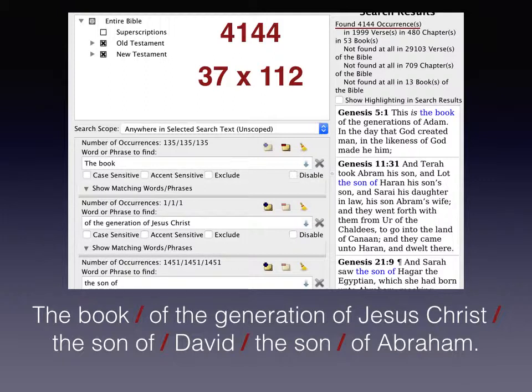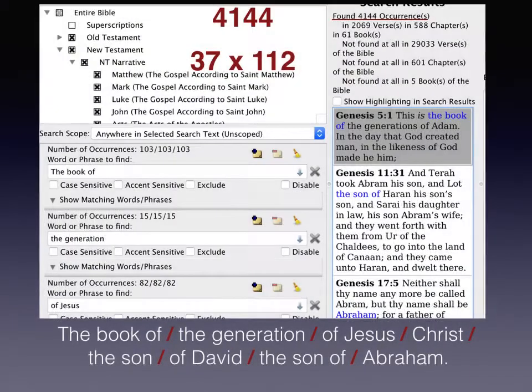But I want to point out, look at this arrangement. The book of the generation of Jesus Christ, the son of David, the son of Abraham. Look how large the phrase is, of the generation of Jesus Christ. And look at the number, 4,144. Because we're going to see this number come up again in a totally different arrangement. And here it is. You could see that the total is 4,144 again. A totally different arrangement. To have that number come up twice is very unlikely.